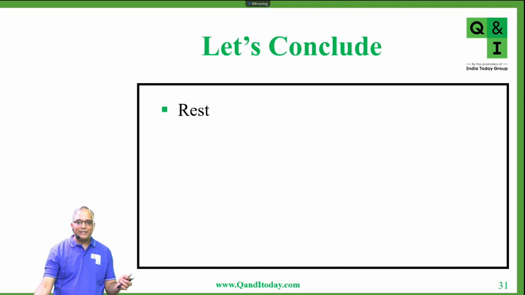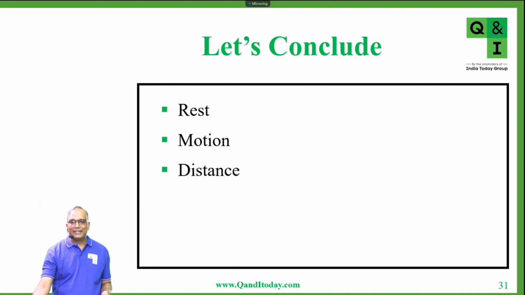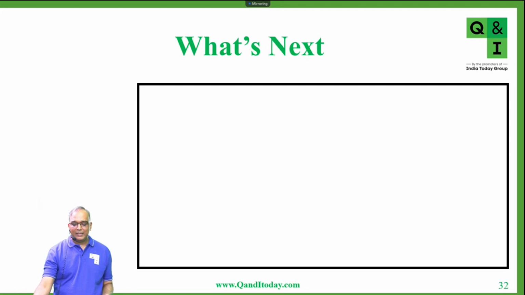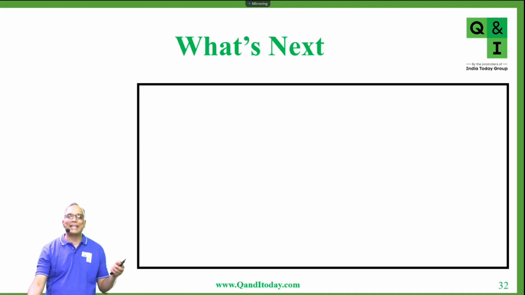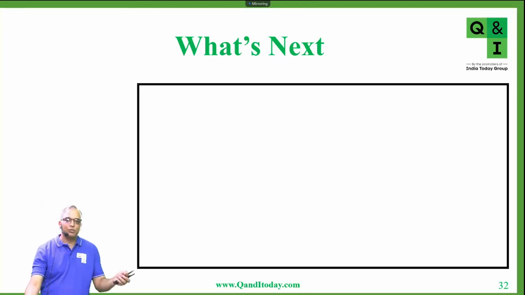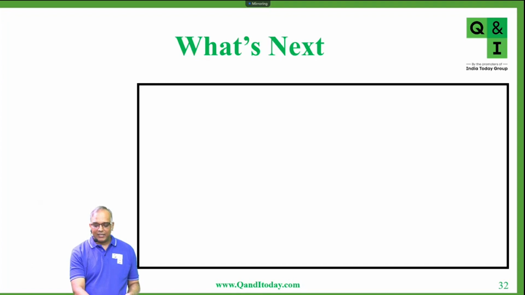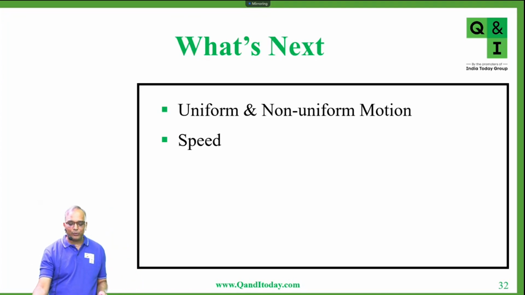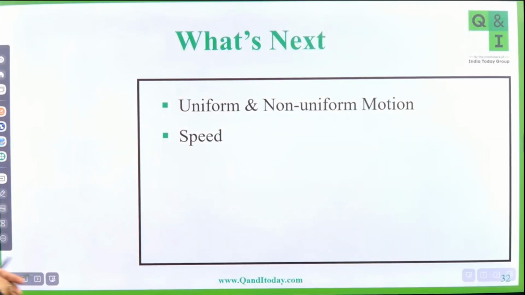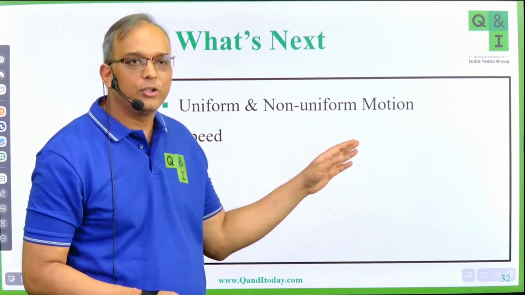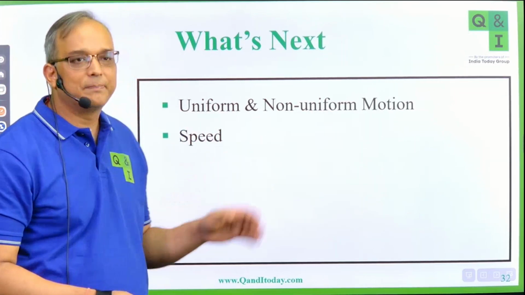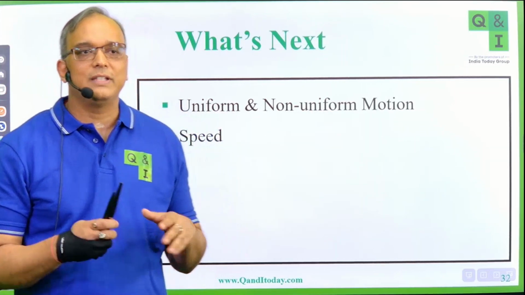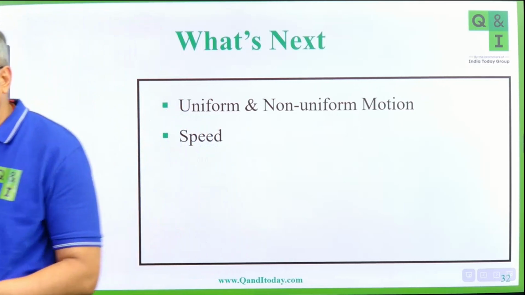So what did we study today? We studied about rest, body in motion, distance and displacement. In tomorrow's class, we are going to do a few more examples on distance and displacement. We'll start the class with that. Whenever you have your physics class, we'll do distance and displacement questions. And then we'll also do uniform and non-uniform motion. We'll talk about speed. So all of this we are going to cover in the next class.